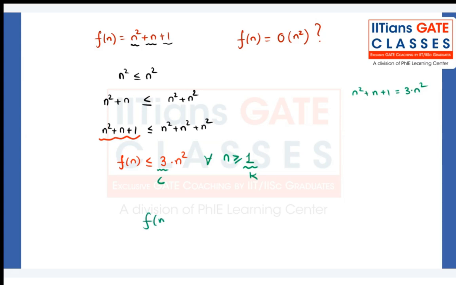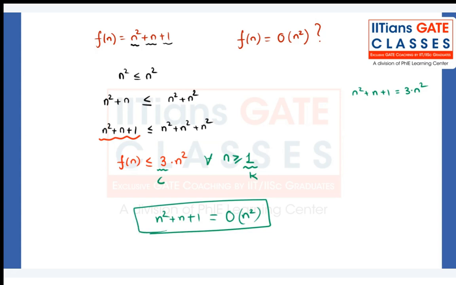I can write that n square plus n plus 1 is equal to O of n square. I'll just ignore the constant 3. I can write this. So this is one way of proving it.